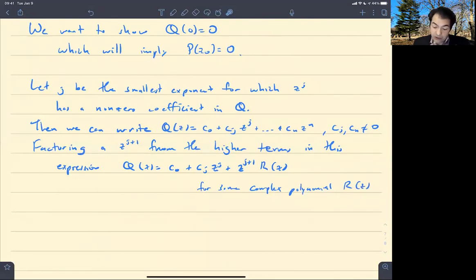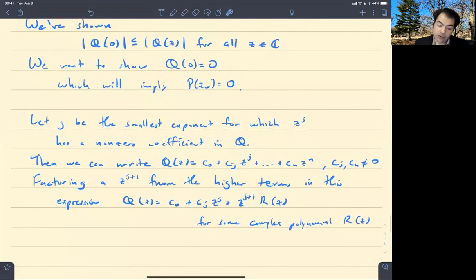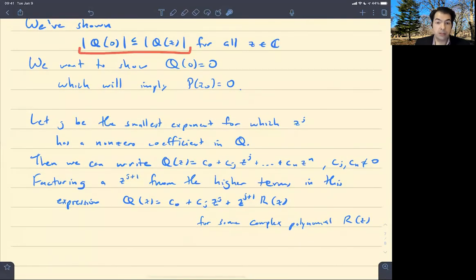Okay, and again, the point is that for z near 0, when I want to understand what this is doing, this is the leading term, right? This is the larger term, and for z small enough, this term is large enough that it swamps this guy. Okay, and now what's the strategy? Well, we want to show that Q of 0 is equal to 0. Q of 0 is equal to c0. And we know that Q of 0 is the global minimum for the modulus of Q.